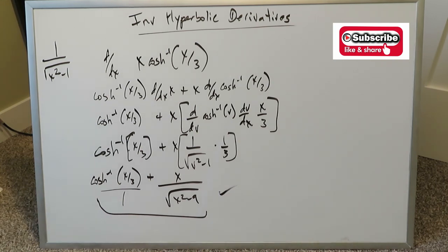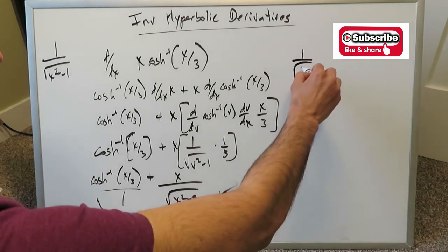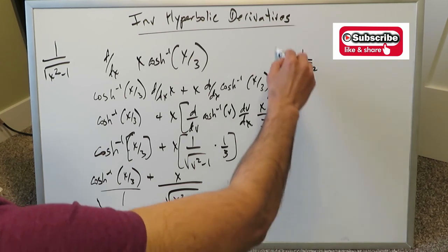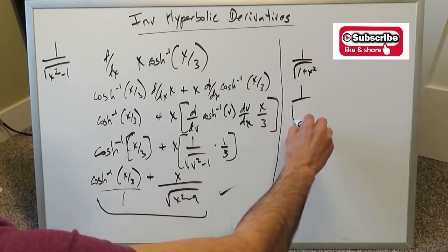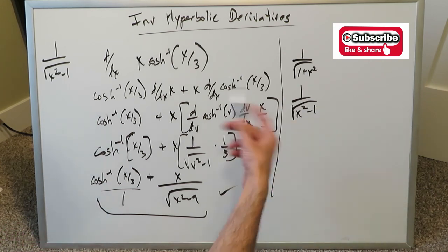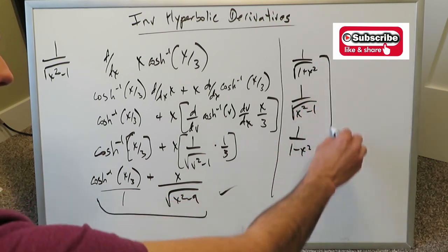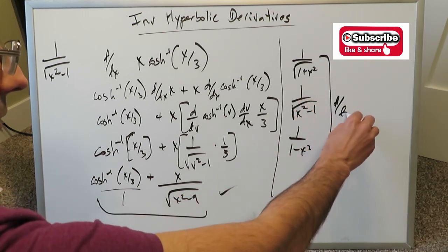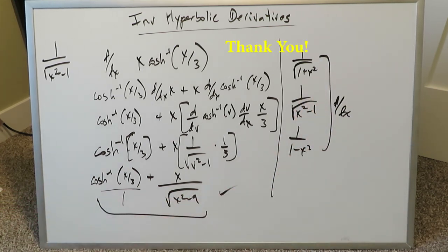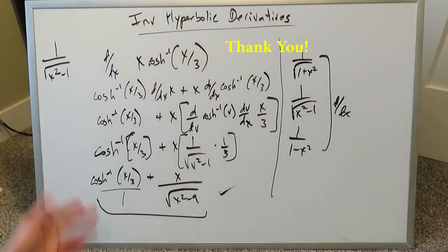So it's not a hard concept at all, these inverse hyperbolic derivatives. You know the inverse hyperbolic sine is this: 1 over root of 1 plus x squared. The inverse hyperbolic cosine is what you have right here, 1 over root of x squared minus 1. Inverse hyperbolic tangent, the derivative of that is 1 over 1 minus x squared. These three are the most important derivatives you need to know for the inverse hyperbolics. And if you know those three, you should be confident and comfortable with this topic on inverse hyperbolic derivatives.